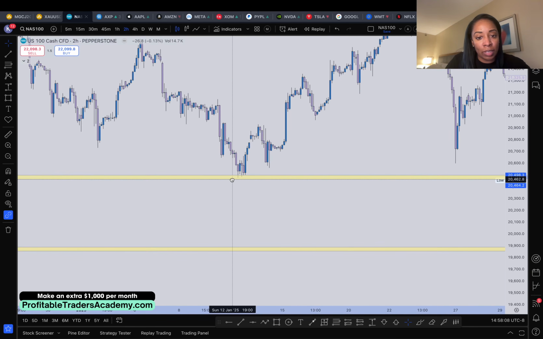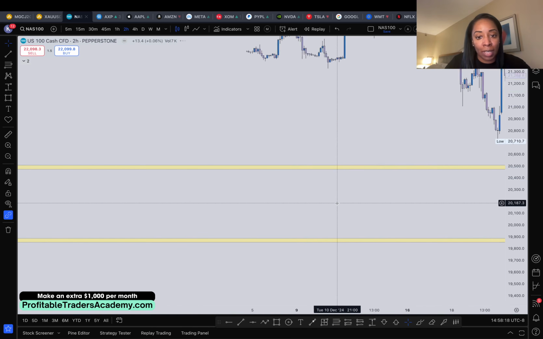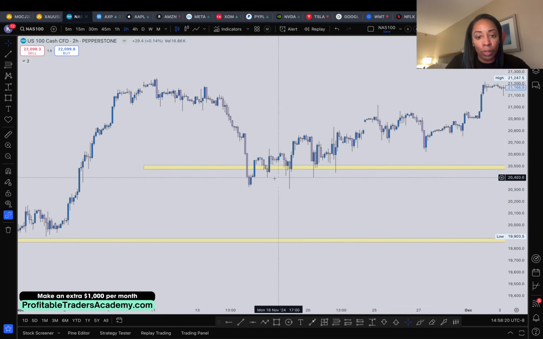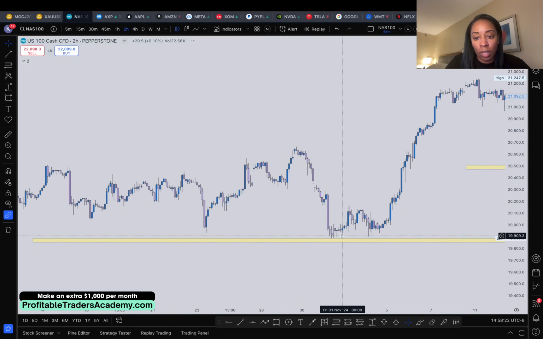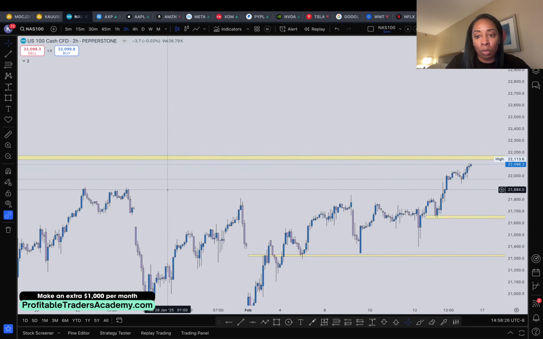We can actually move this down just a little bit more, so that way all the wicks are at least touching this box. So now this box is sitting at roughly 20,500, more precisely. We don't care about that, that's really old. And then this is still looking good. Okay, great. So let me just go ahead and move this up.